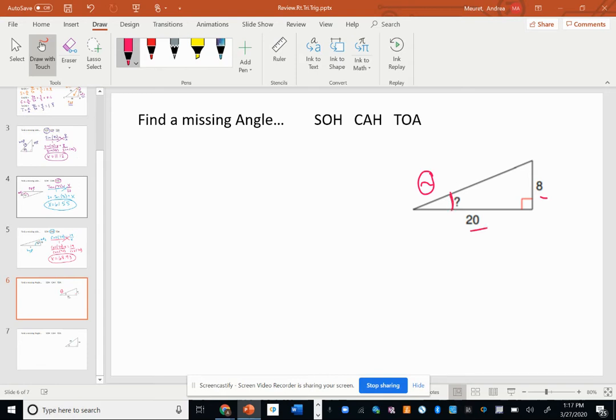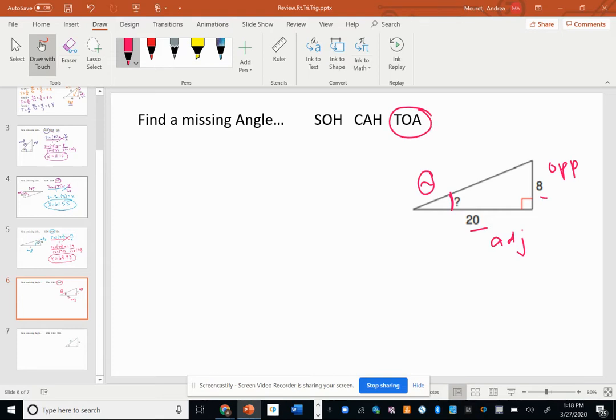In reference to this angle, the side marked with an 8 is the opposite leg, and the side marked with a 20 is the adjacent leg. Looking at our list of trig ratios, the ratio that uses opposite and adjacent legs is tangent. So we're going to be using tangent to solve for theta.